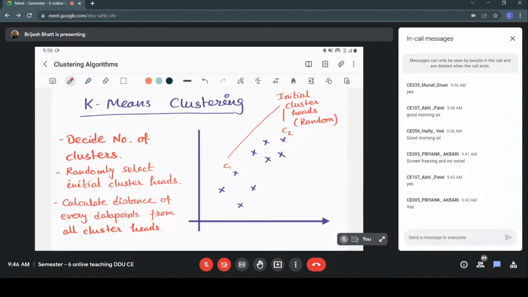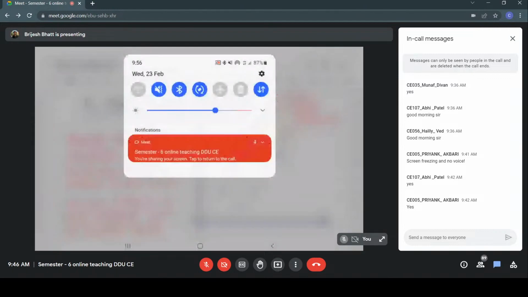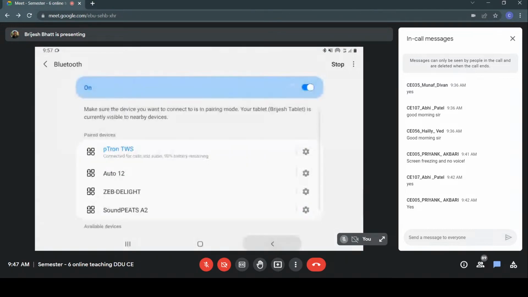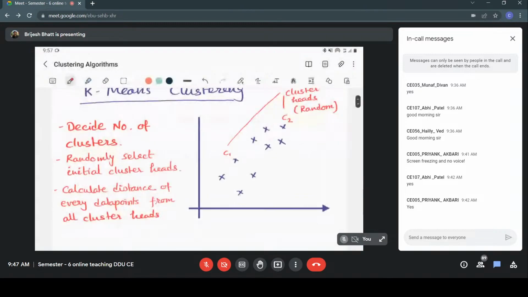So once the distance of a data point from the cluster head is calculated, we assign the data points to the nearest cluster head, the cluster head from where the distance is minimum, and then we create the initial clusters. So maybe initially in this example, the cluster might look something like this.